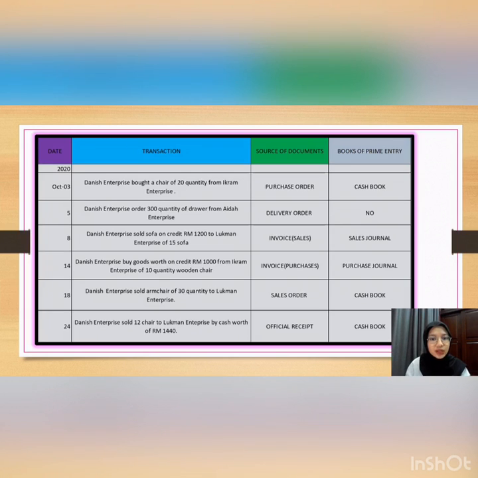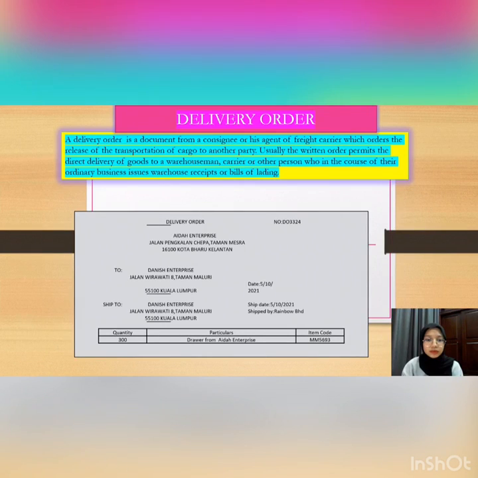These transactions will show an example of how they are recorded into the source documents and into the book of prime entry. A delivery order is a document from a consignor or his agent or freight carrier which orders the release of the transportation of cargo to another party. Usually, the written order permits the direct delivery of goods to warehousemen, carrier, or other person who, in the course of their ordinary business, issue warehouse receipts or bills of lading.